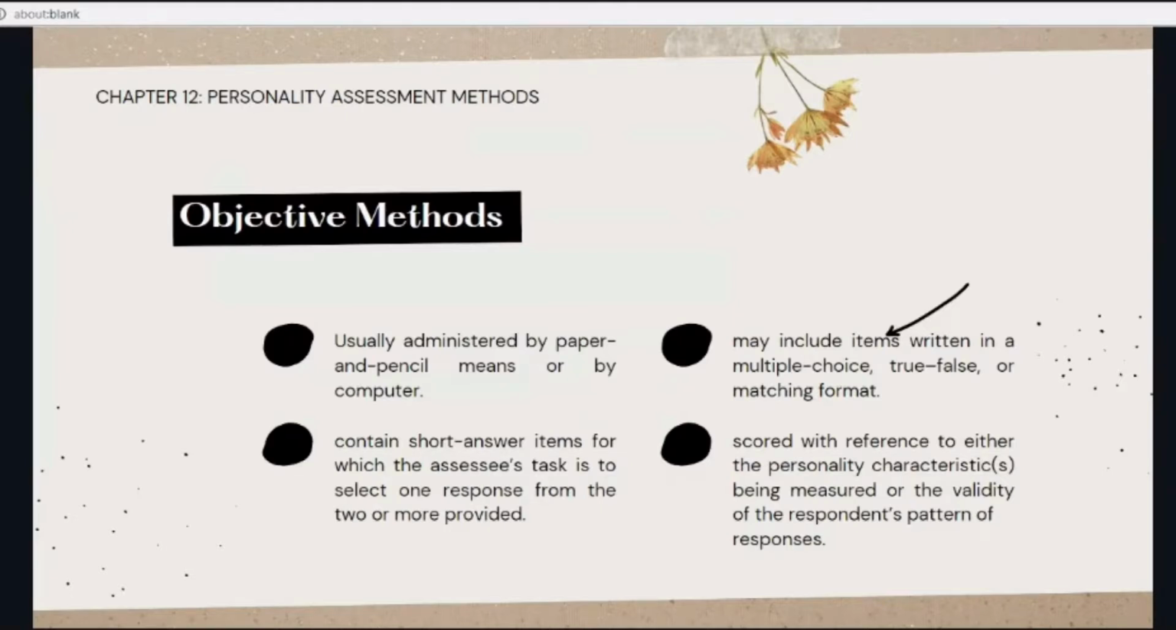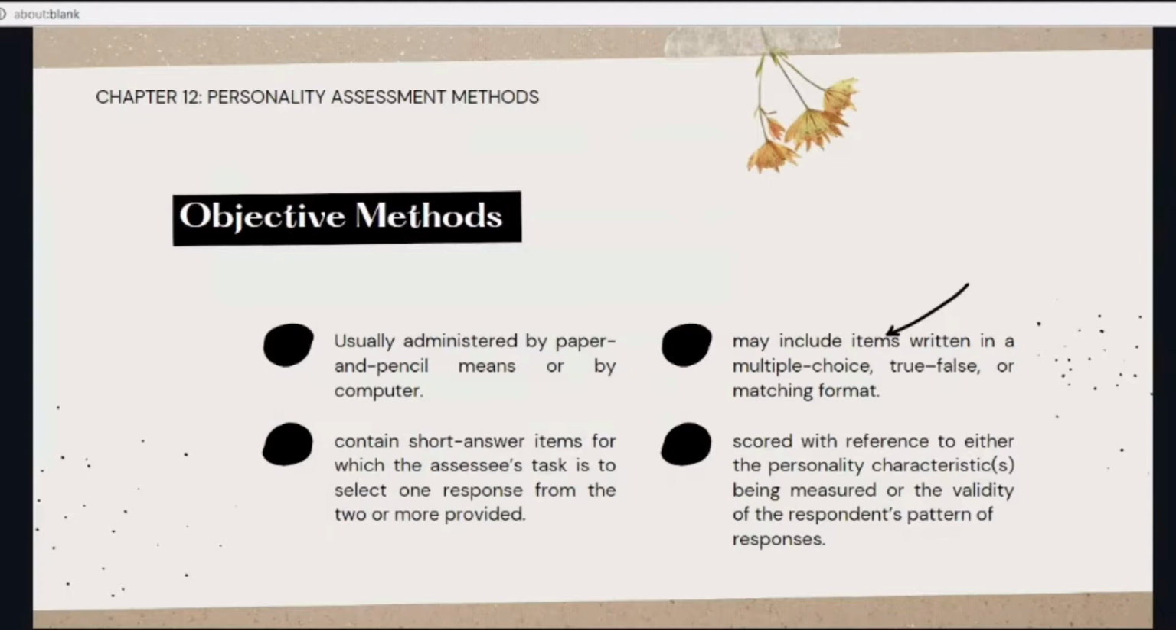The objective methods are usually administered by paper and pencil or by computer. The objective methods of personality assessment contain short answer items for which the assessee's task is to select only one response from the two or more choices provided on the test. Scoring is done according to set procedures that involve little, if any, judgment on the part of the scorer. The test may include items with multiple choice, true or false, or even matching format.